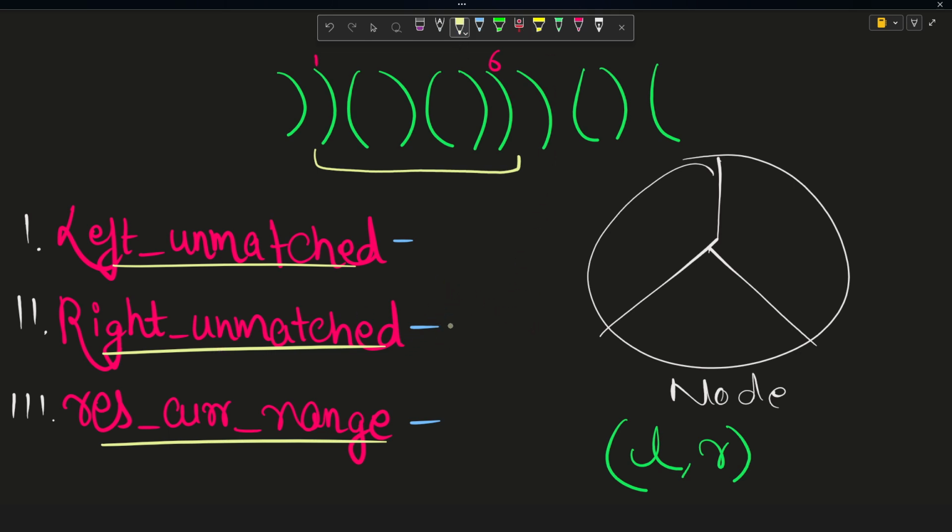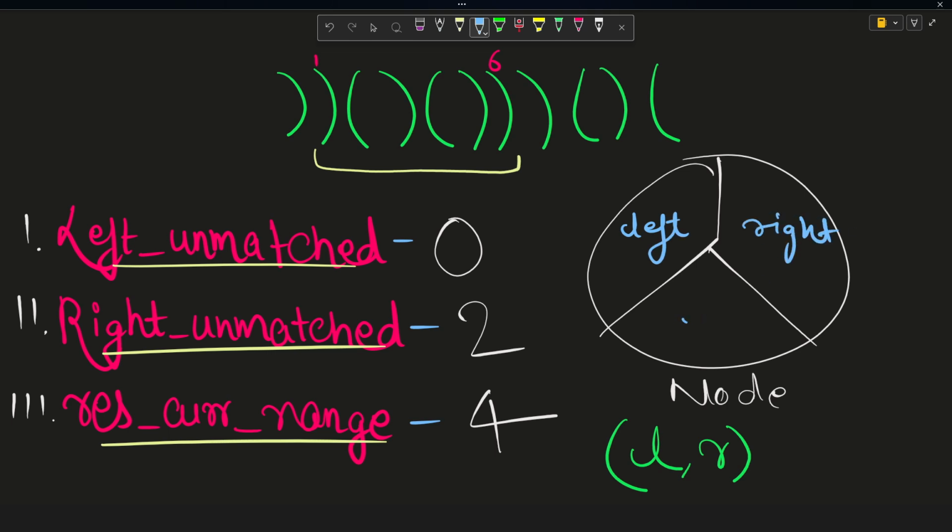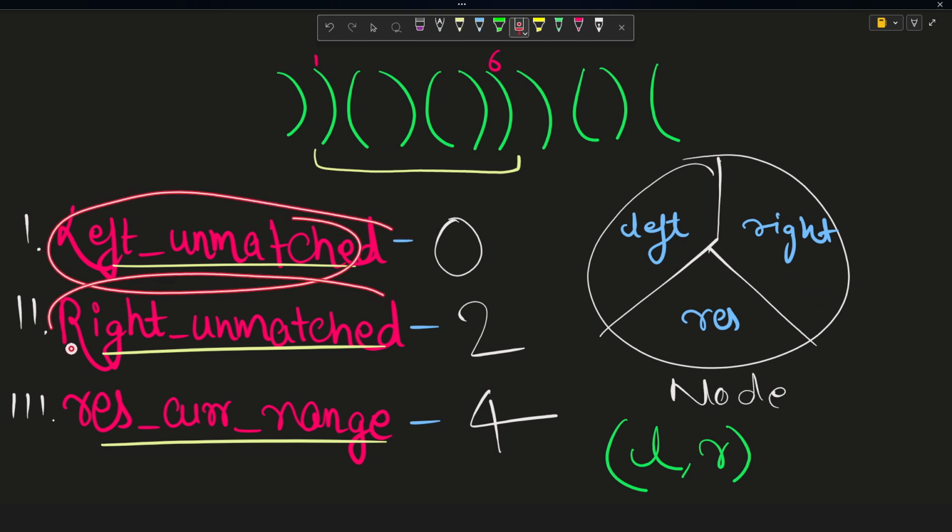So I can now say confidently that the number of right unmatched brackets in this range is 2, and since there is no left unmatched bracket in this range, it will be 0. And since these 4 brackets form the longest correct bracket subsequence for this range, the result of the current range will be 4. In this way these 3 variables will be calculated for a given range, and they will be present in every node of the segment tree. This will represent our left, this our right, and our result will be stored here, something like this you can imagine.